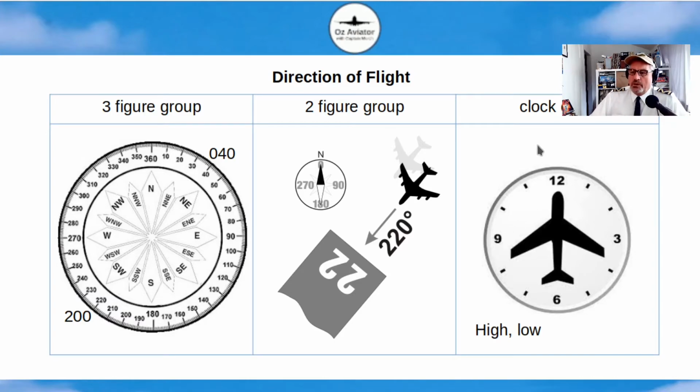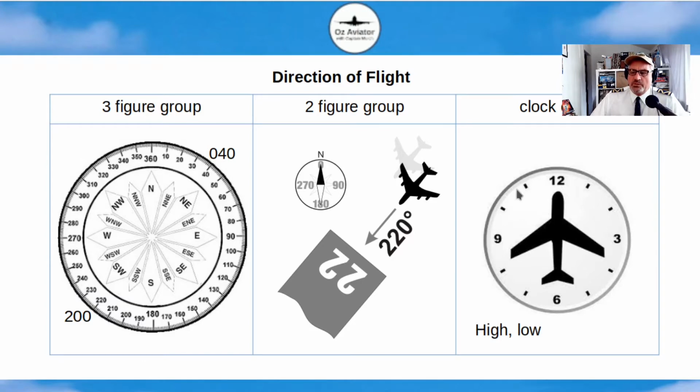Clock code. Clock code is used to refer to the position of other aircraft in relation to your aircraft. So 12 o'clock is always the nose of the aircraft, 6 o'clock is always the tail, 3 o'clock is always off the right-hand wing, 9 o'clock is always off the left-hand wing, and then points in between that, 1 o'clock, 7 o'clock.